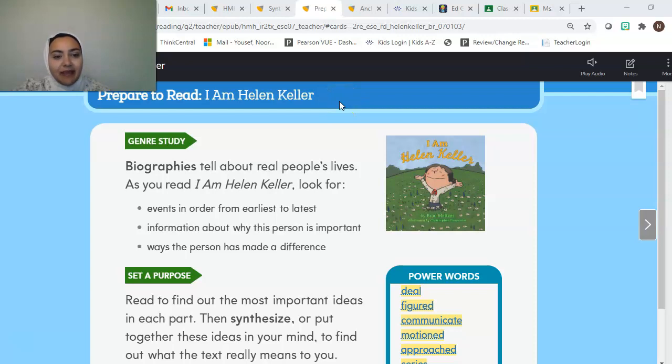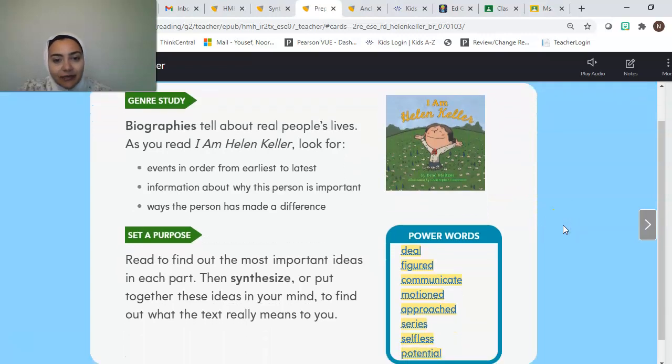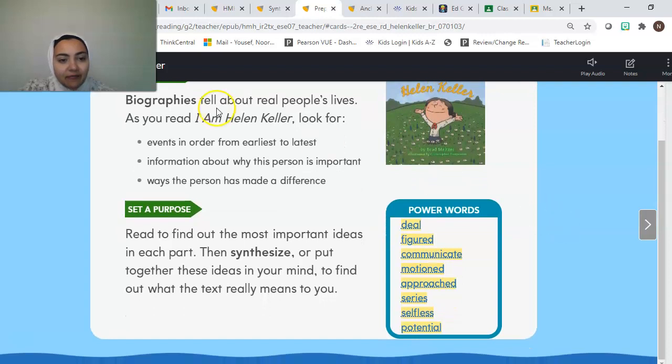We're going to be reading a biography today. Biographies tell about real people's lives. So Helen Keller is a real person, right? As we read I Am Helen Keller, we're going to be looking for events in order from the earliest to the latest, information about why this person is important, and ways the person has made a difference. So read to find out the most important ideas in each part.